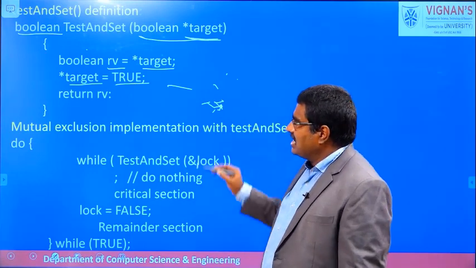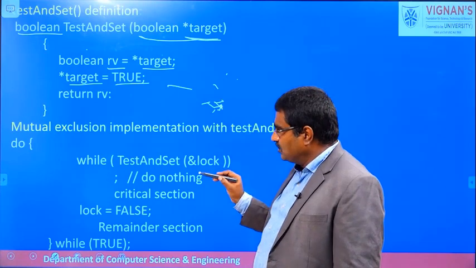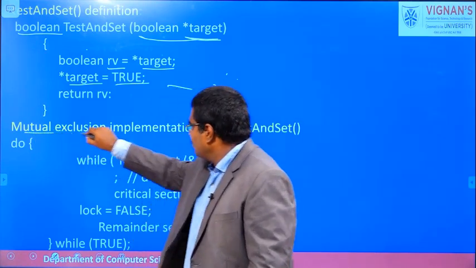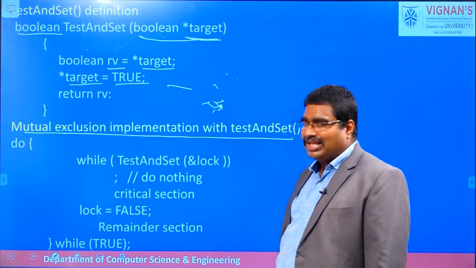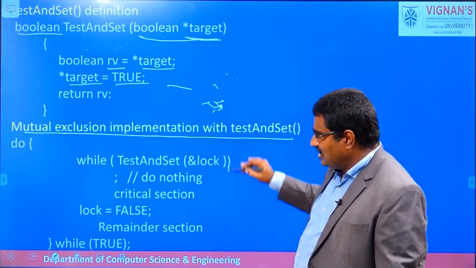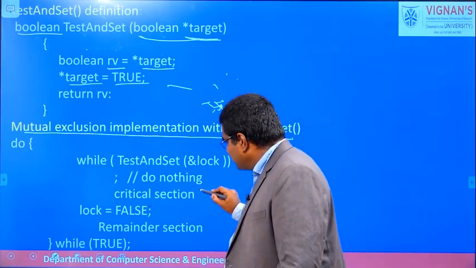Now we try to discuss how the test and set function is used to achieve the mutual exclusion condition. Here is the code we use. Already we know that this is the critical section.